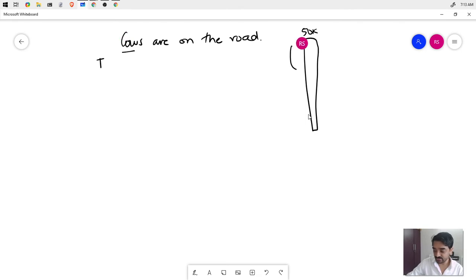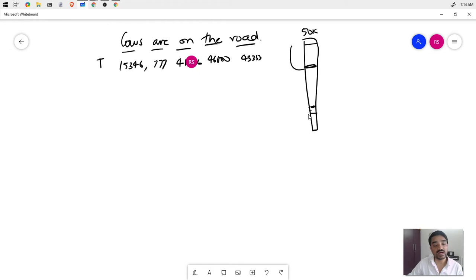I'm going to go see, oh, my cow is here, and I'm going to read that number, and say that it is, let's say, 15,346. That is where cow is. Now "are" is going to be slightly on top, so let's say 777. "On" is going to be somewhere here, so let's say 40,400. Then 41,236, right? The "the" here, let's say 46,000, and road is going to be somewhere in between, so it says 43,333, right? So those are the tokens.